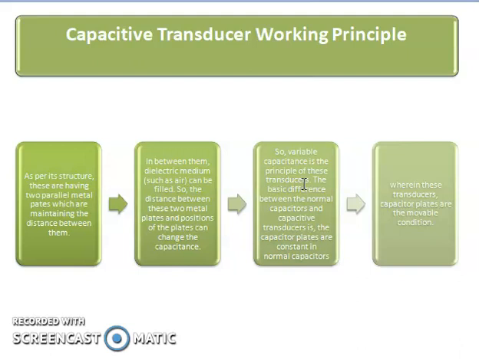The basic difference between a normal capacitor and a capacitive transducer is that the capacitor plates are constant in normal capacitors, whereas in these transducers, the capacitor plates are in a movable condition.